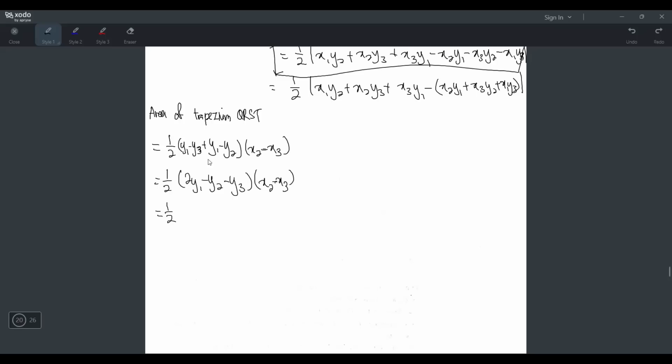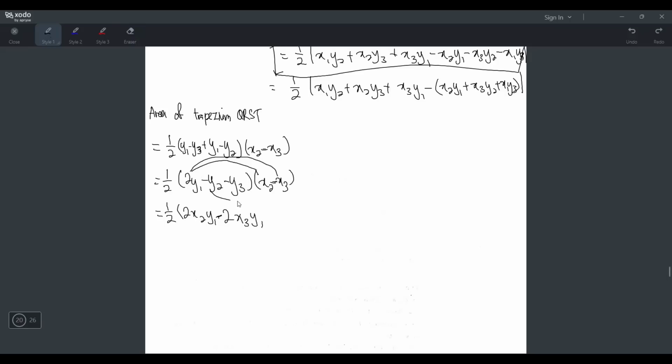First it will be 2y1 times x2, so it will be 2x2y1. Agree? Next one is 2y1 times x3, so it will be 2x3y1. Oh, this one is minus. Let me write nicely. Do I read it correctly? 2x2y1, correct, minus 2x3y1.